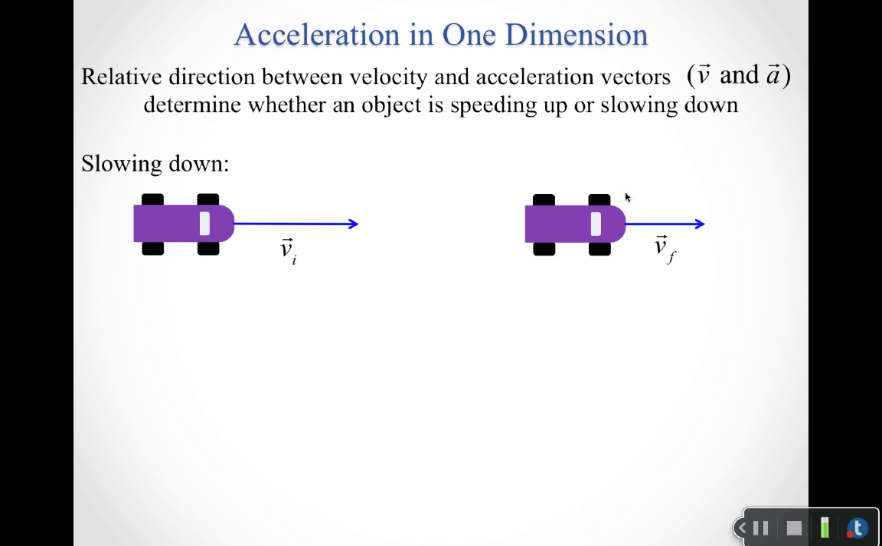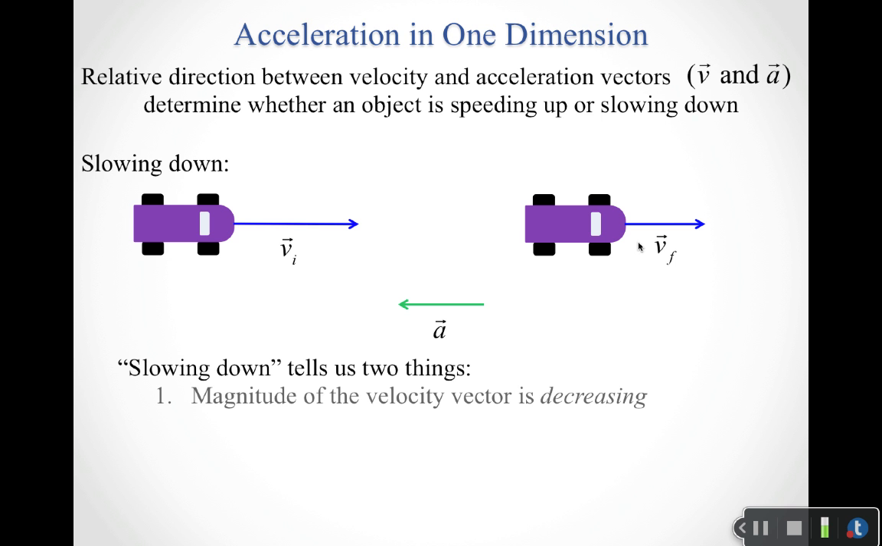Slowing down. Well, so there's my car initially. There it is at the end. And so what you notice here is the magnitude of my velocity vector has decreased as my car has slowed down. The only way this happens is if the acceleration points in the opposite direction. So the velocity points to the right since the car is moving to the right, but the acceleration points to the left, which is why the car is slowing down.